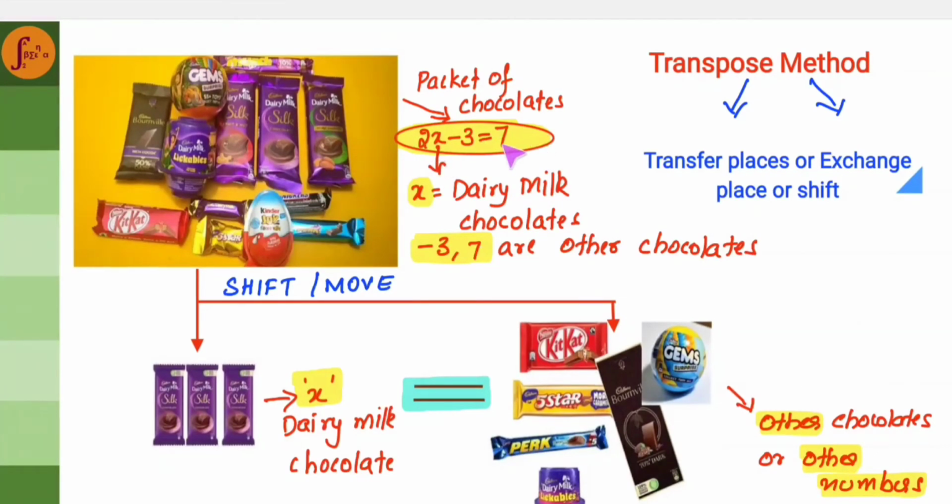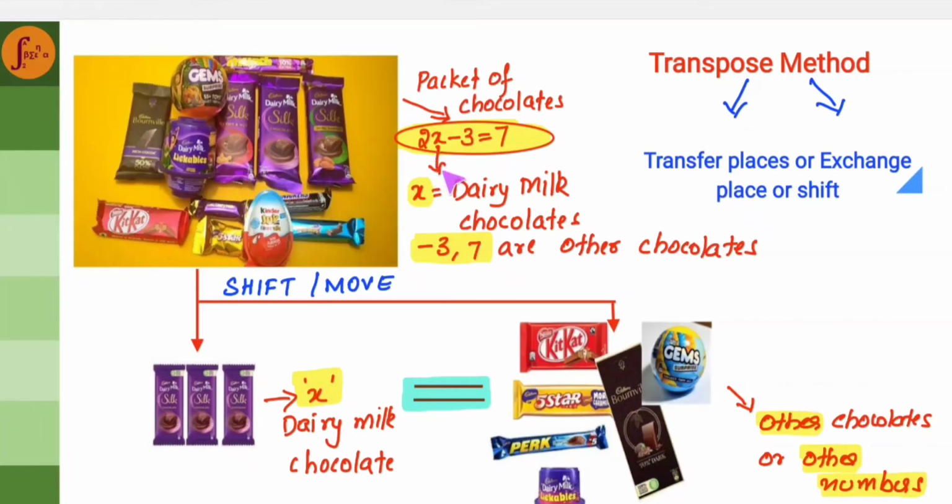So an equation is given, right? We have to solve the equation. What does it mean when we say we have to solve the equation? Solving the equation means we have to find the value of the variable. What is a variable here? In 2x minus 3 is equal to 7, the variable is x. So we have to find the value of x. That is called solving the equation.